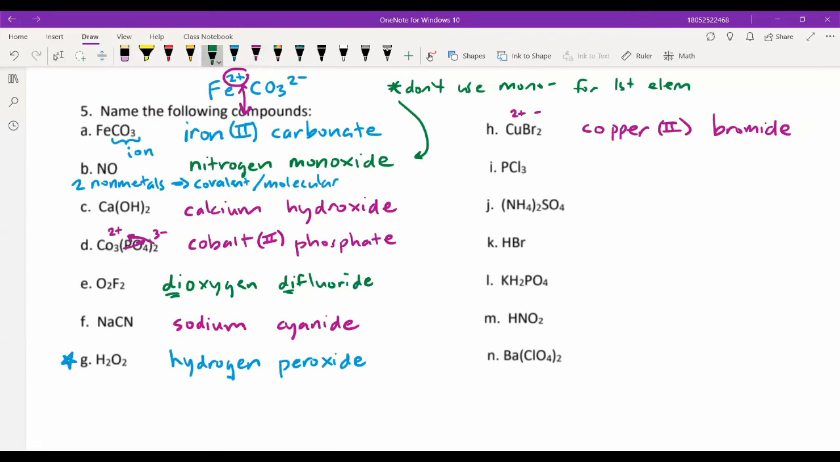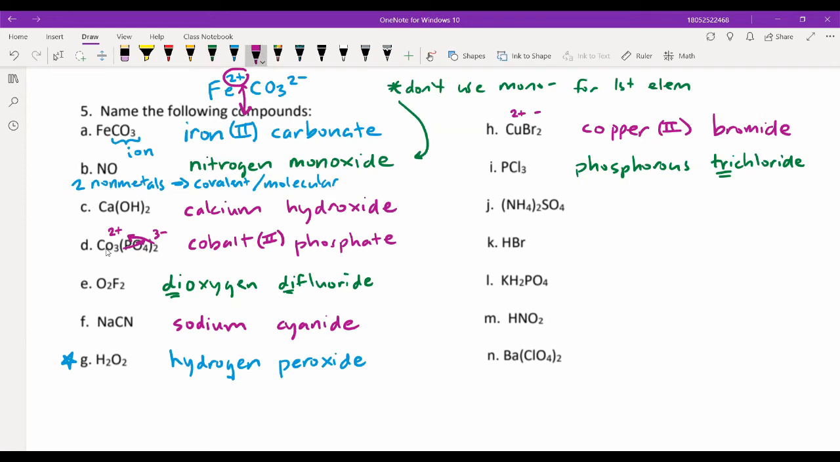Here we have 2 nonmetals, so phosphorus trichloride. So we, again, don't need the mono in front of the first one, but we do need the prefix for the second one.